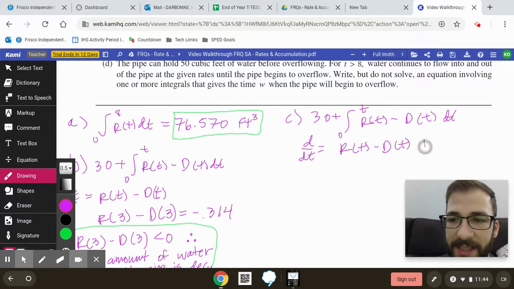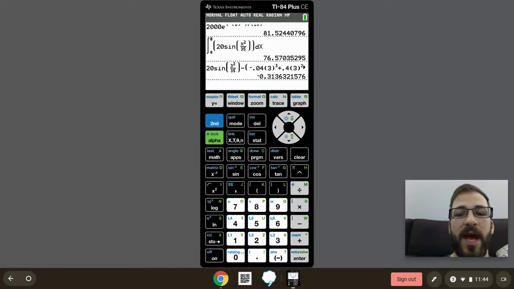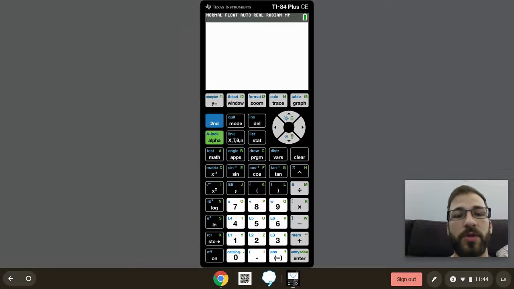Then I'm going to set that equal to 0, and I'm going to go search for any of those maxes or mins. Now, a lot of y'all have been asking how to do this in the calculator. So go to your y equals. We're going to put both of these equations in.